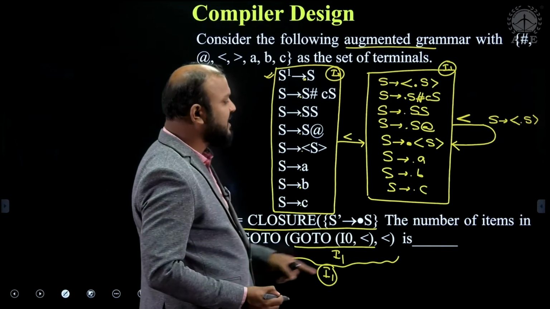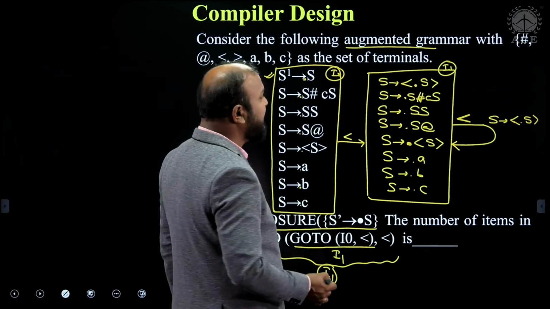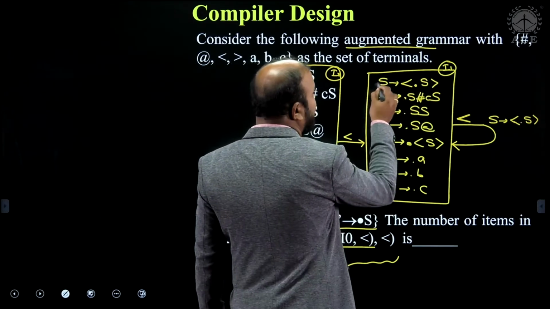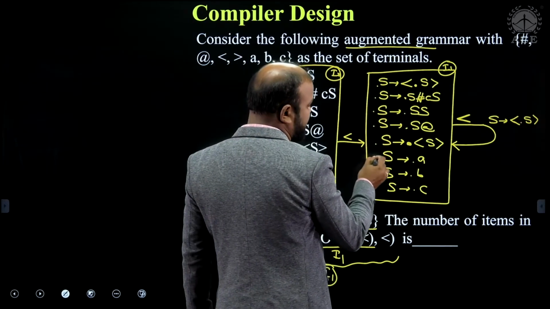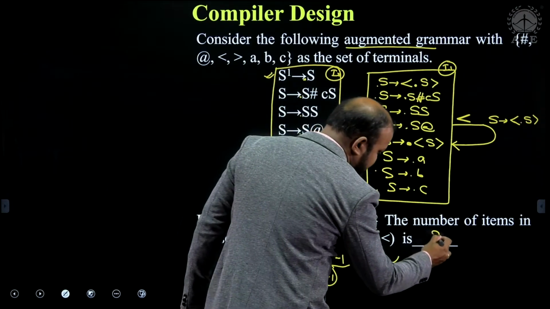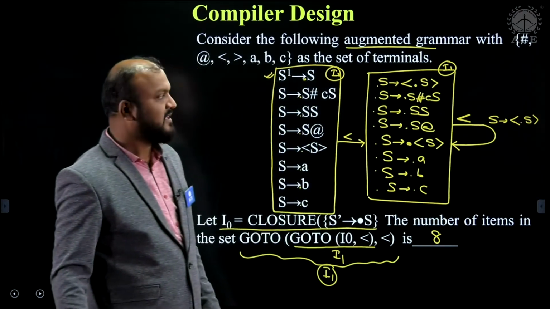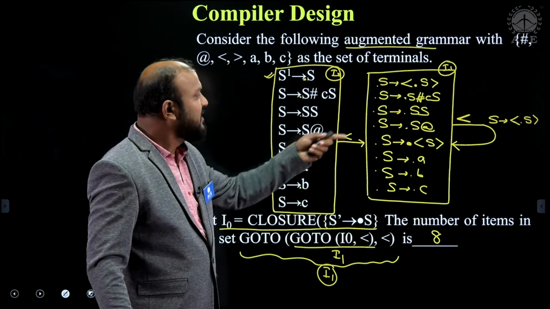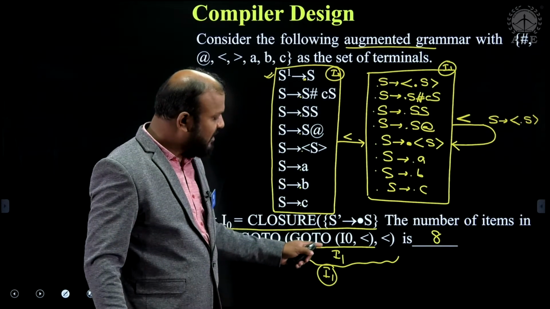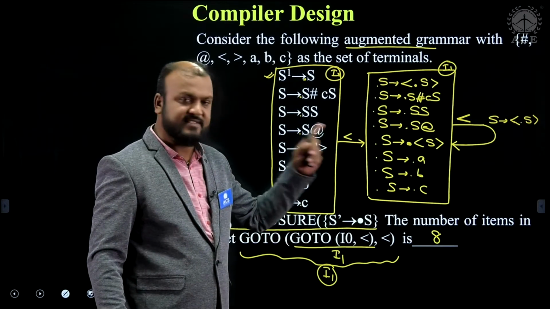Now the question is the number of items. How many items in that I1? 1, 2, 3, 4, 5, 6, 7, 8. So answer for this question is 8. 8 items in the goto of I0 comma lesser.